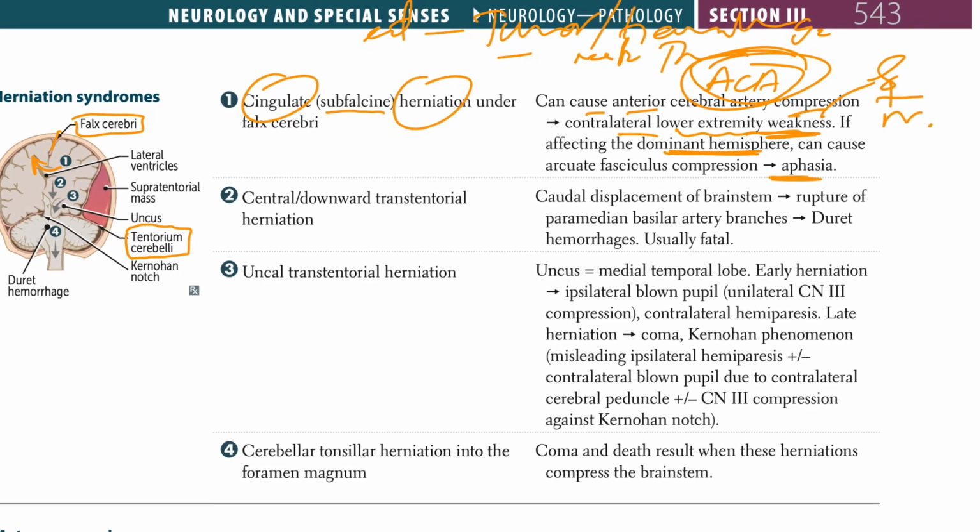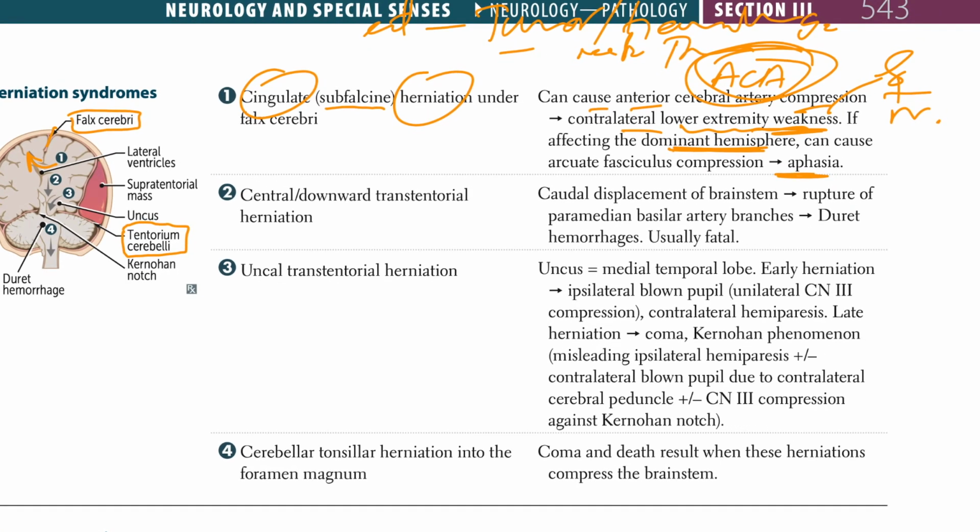The next thing is going to be about central downward transtentorial herniation. So here's the central downward transtentorial herniation.